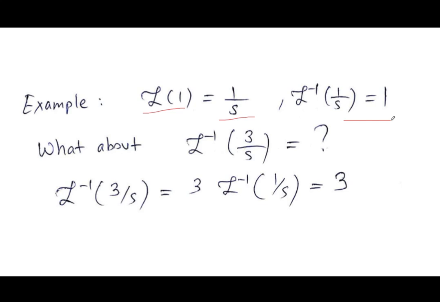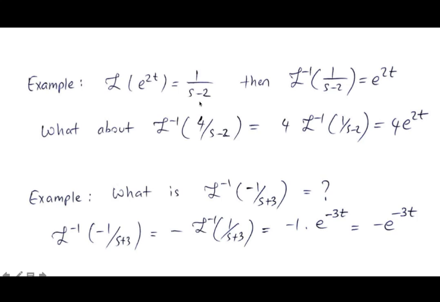You can extend this to some similar expressions. What about the inverse Laplace transform of 3 over s, for example? Well, this 3 is a constant and we can take it out of the inverse Laplace transform. This can also be done in a Laplace transform or inverse Laplace transform method. We can take these constants out of the expression, and then we are left with 1 over s. But we know that the inverse Laplace transform of 1 over s is just 1. Therefore, we obtained the result as 3.